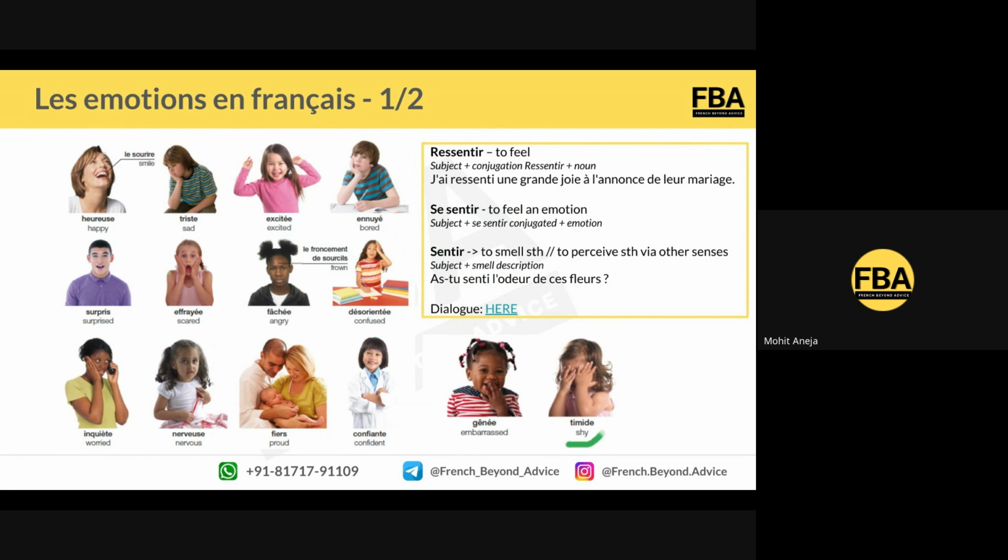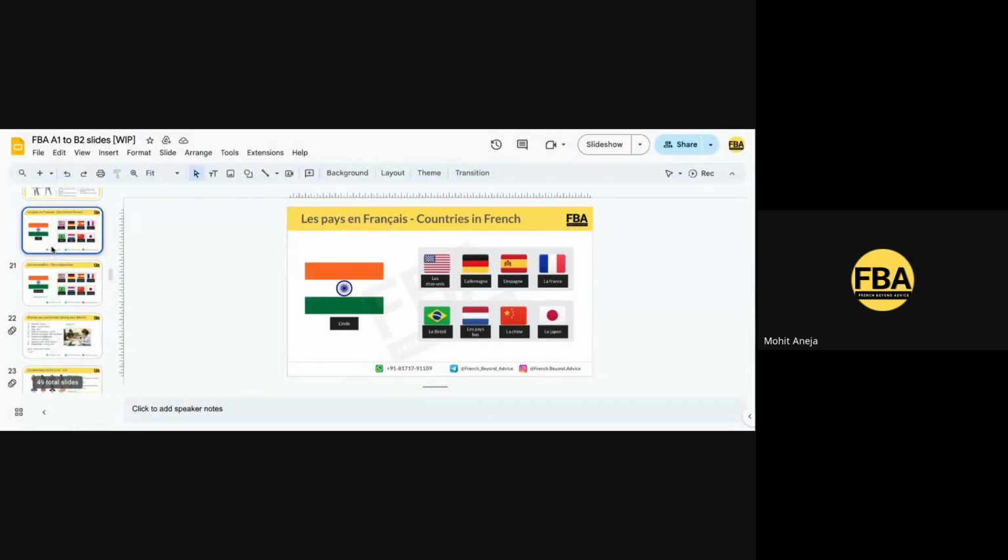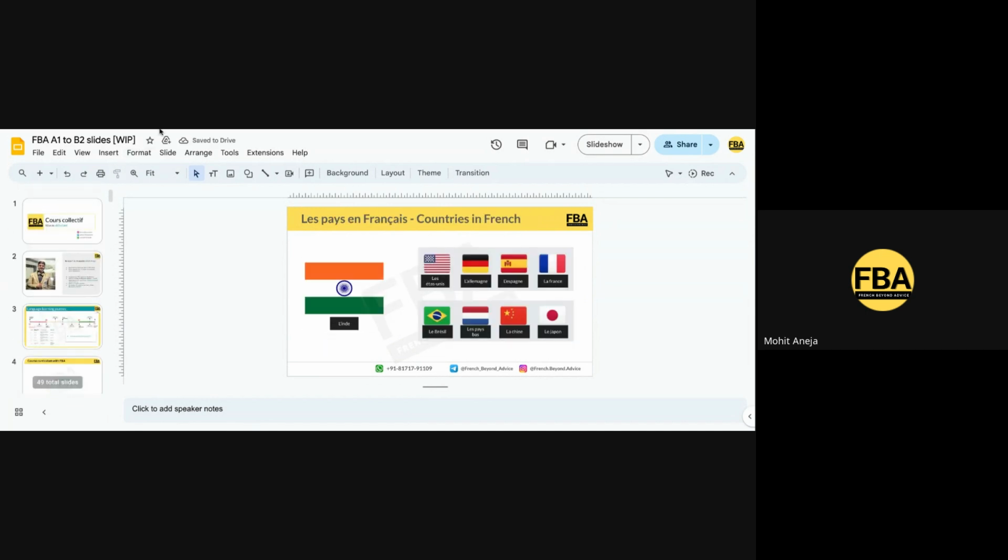In this there is timid already, there is gêné, embarrassed, ठीक है? Confiante, then fear, okay? All of these are there. You can read them. Okay. ठीक है? Let's meet tomorrow at the same time. And for today, just revise what we've done today, and of course the previous things.